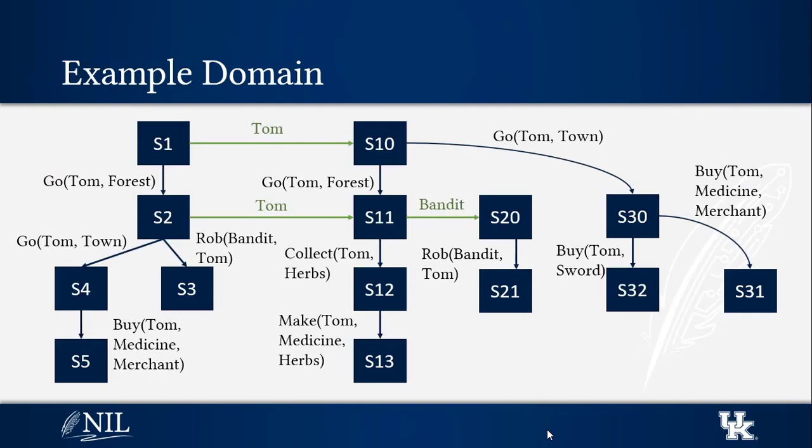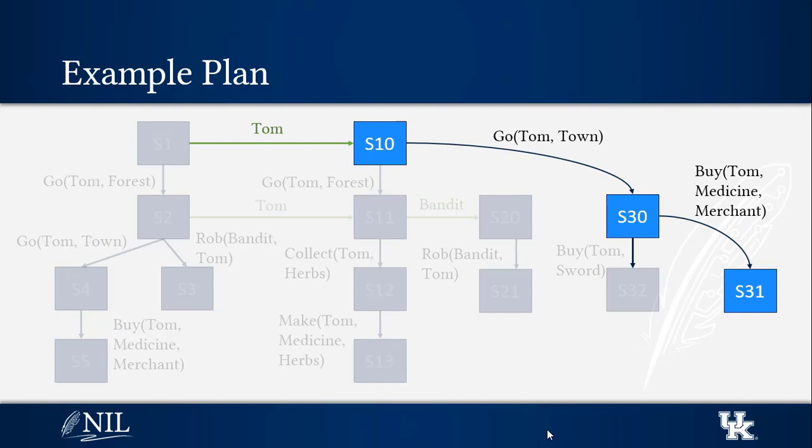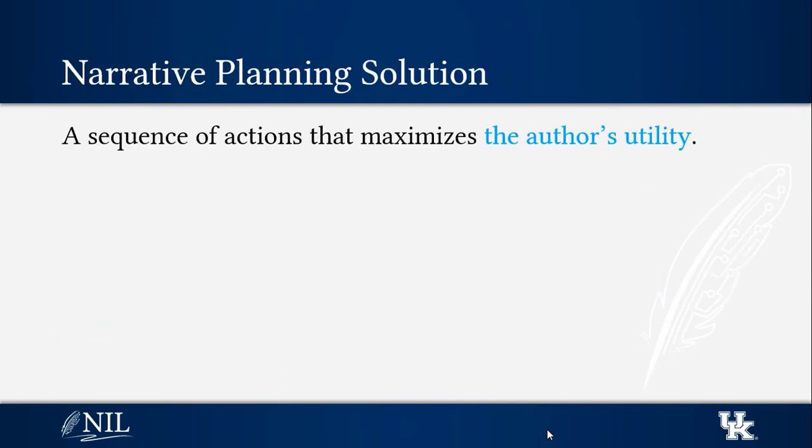This is a part of the state space of the example story. In the next slides, I'm going to break it down to focus on certain parts of the state space. So an example plan for Tom is for him to go to the forest and collect the herbs to make the medicine. Another possible plan is for him to go to the town and buy the medicine from the merchant. Again, a solution to a narrative planning also has several constraints, but this is the one that I focus on here. A solution to a narrative planning is a sequence of actions that maximizes the author's utility.